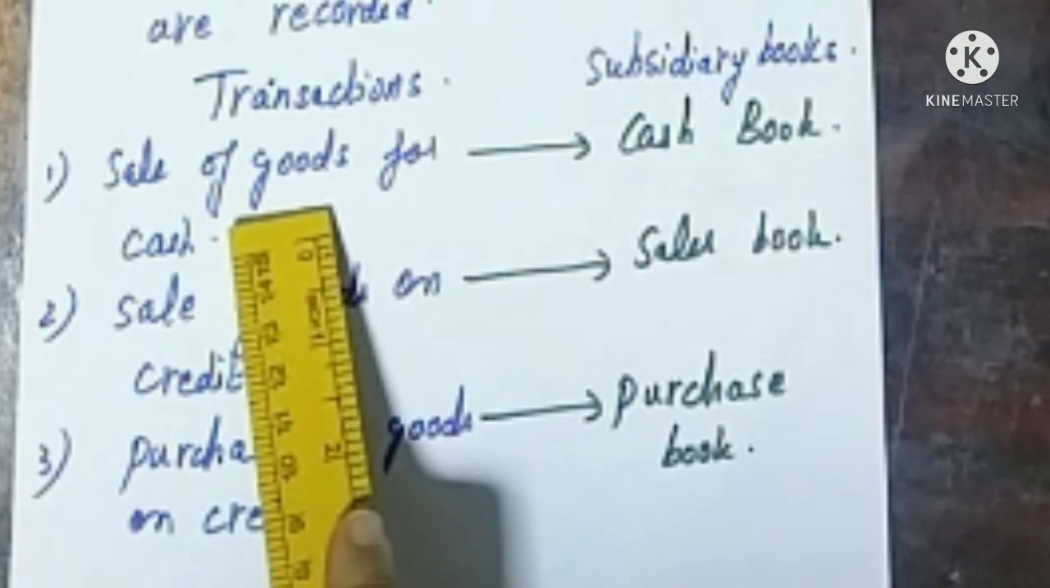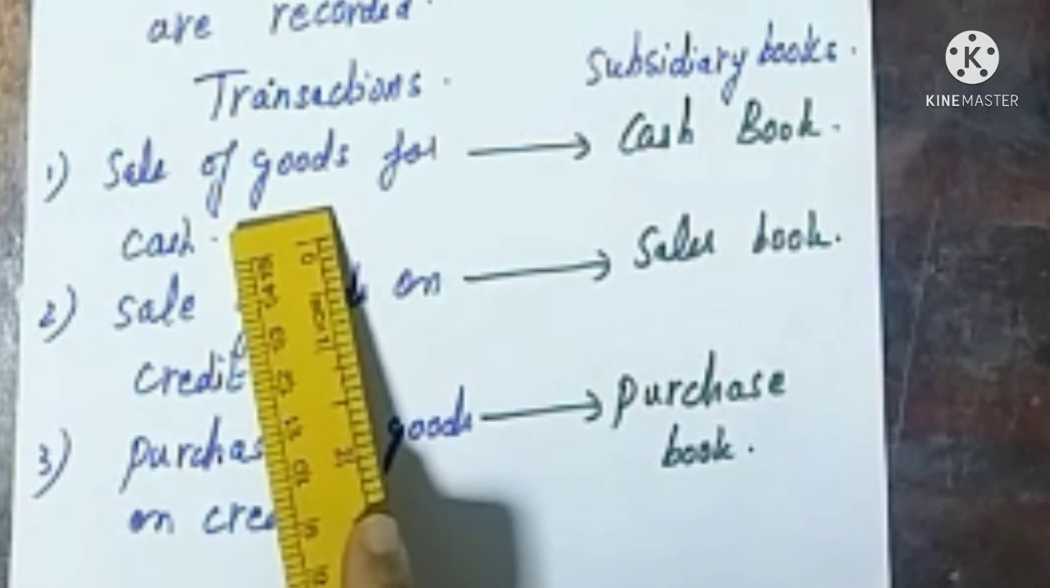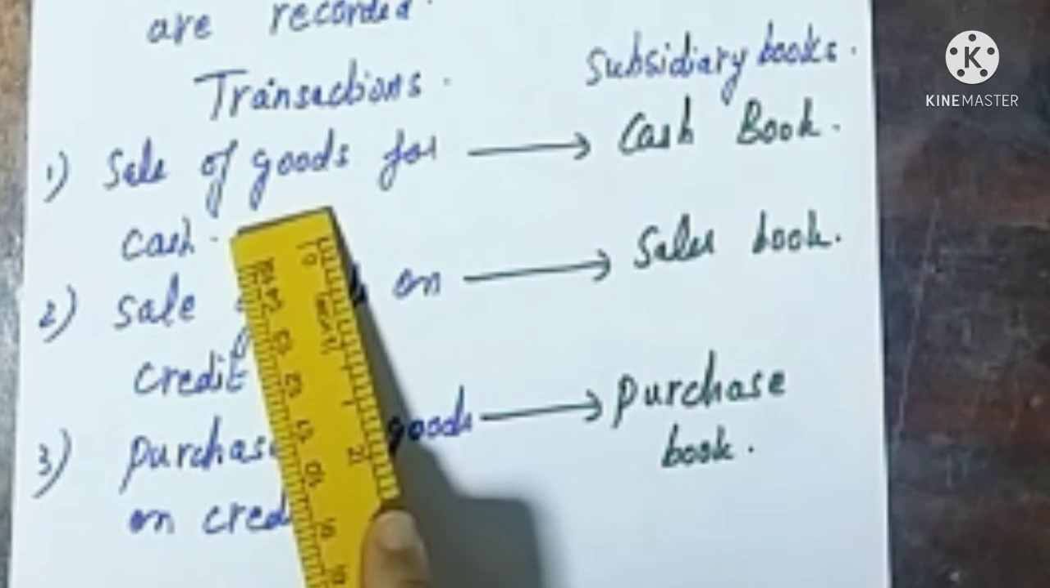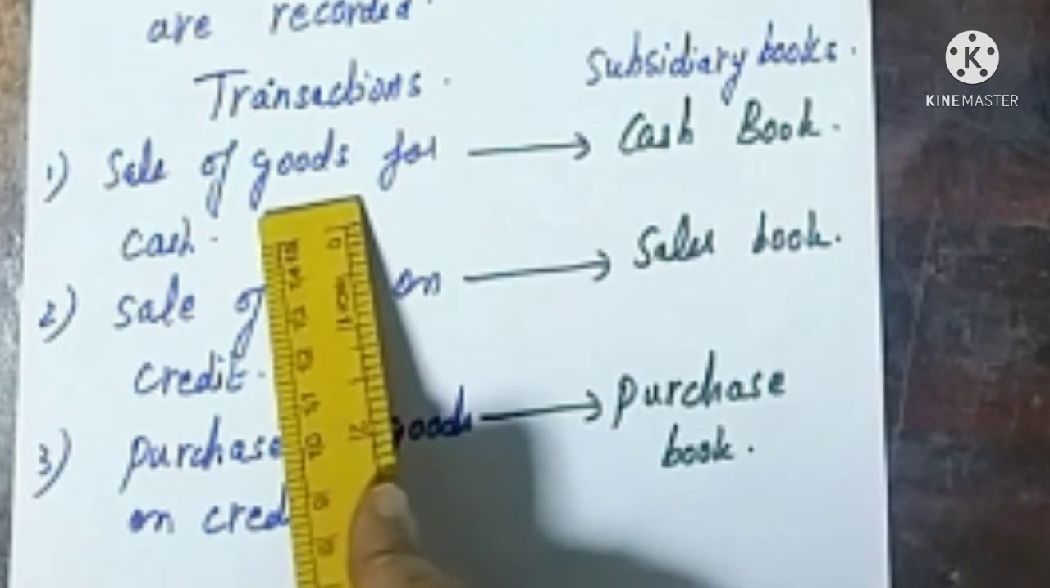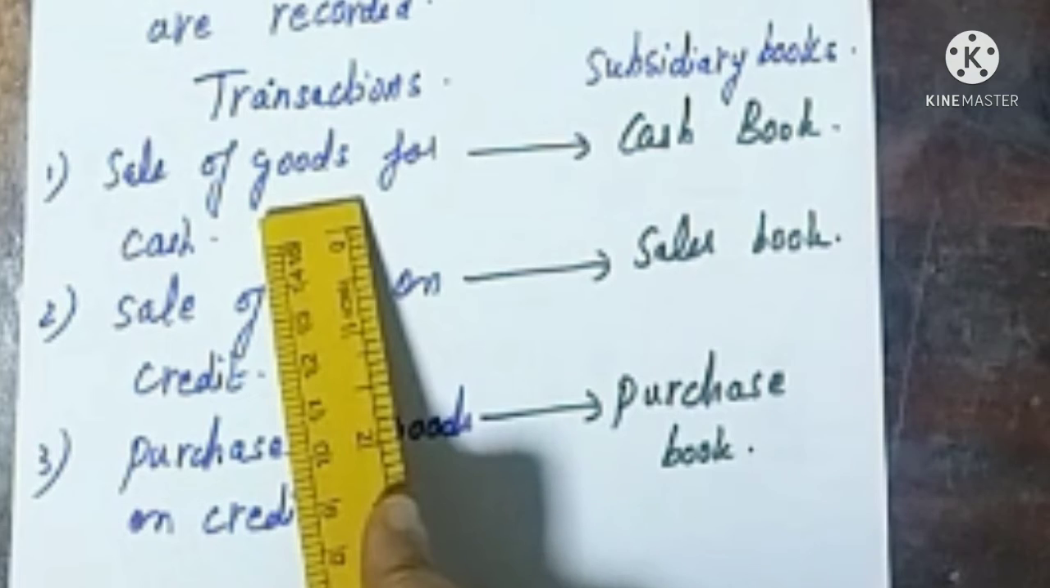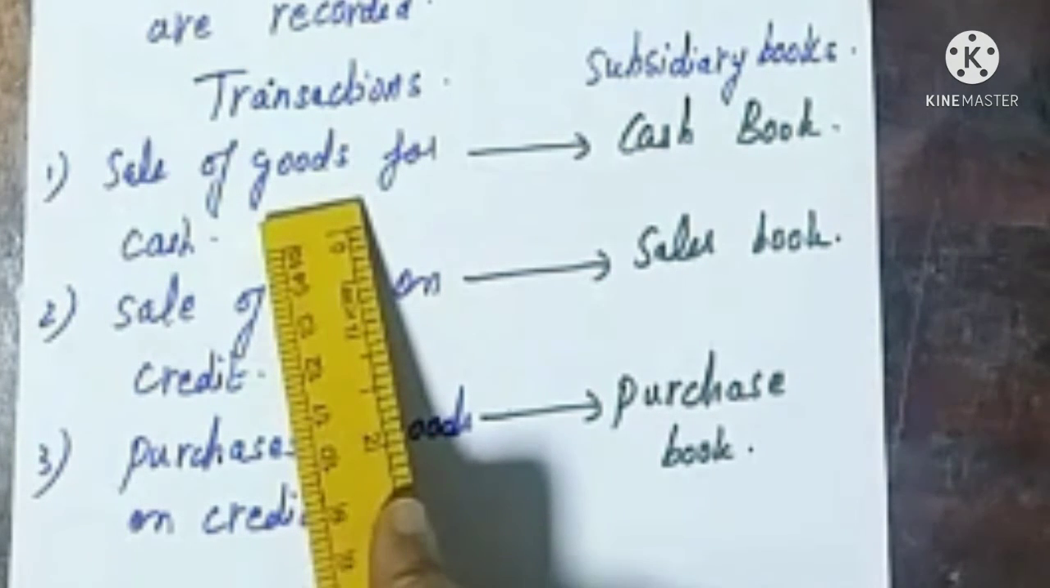The entry is cash account debtor to sales account. Cash is debited because there is increase in asset and sale is an income, so it is credited as per the nominal account rule: credit all incomes and gains.